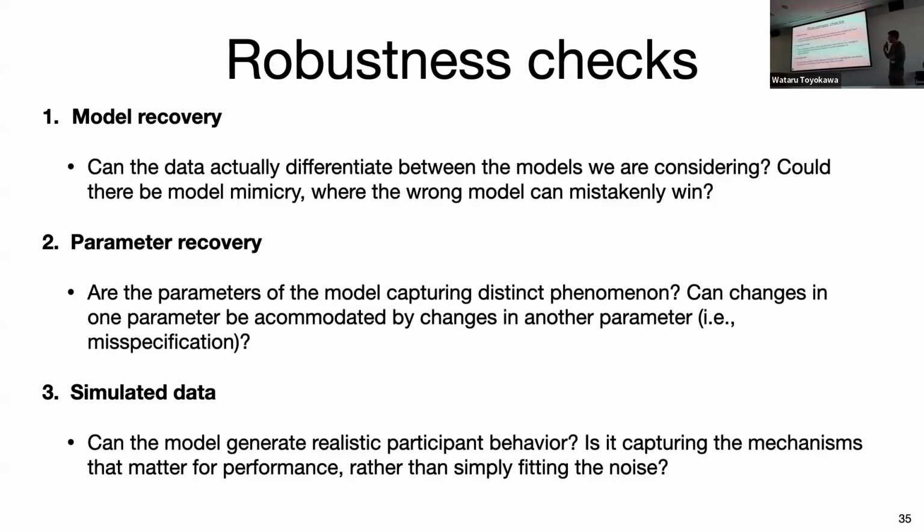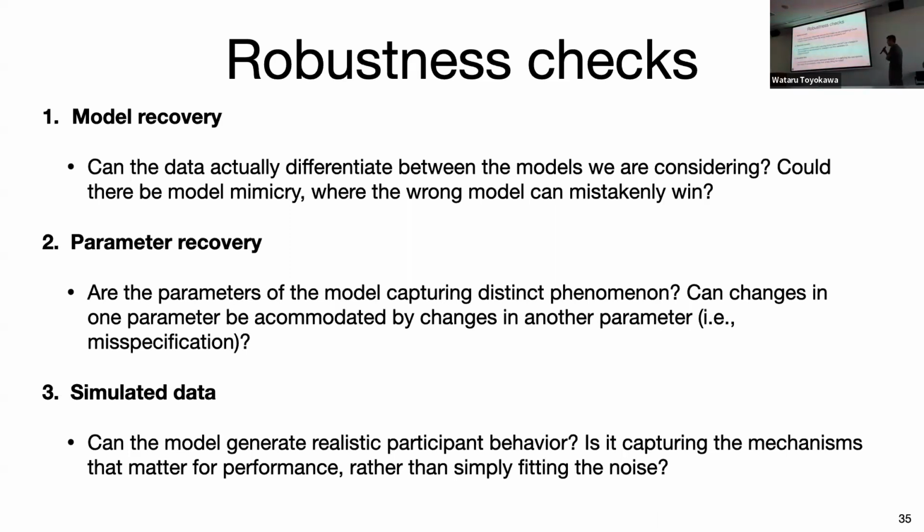So we'll talk about three different types. So first of all, model recovery. This is an analysis that lets us test whether the data and the set of models, so whether the data and the nature of the experiment, can actually differentiate between the models we are considering. Okay, because there can be model mimicry when the wrong model can mistakenly win. Okay, so this is a really important aspect of using models properly.